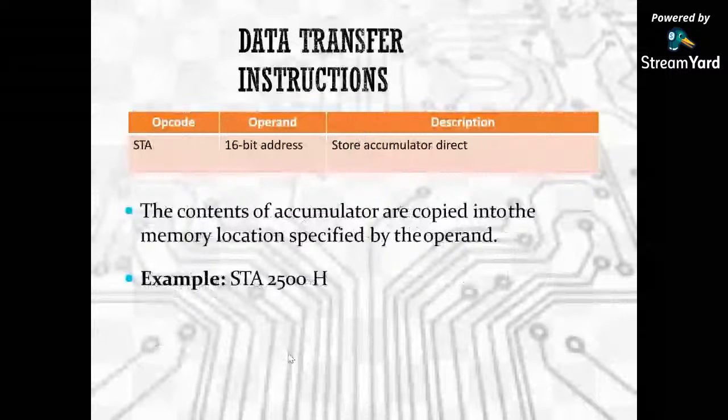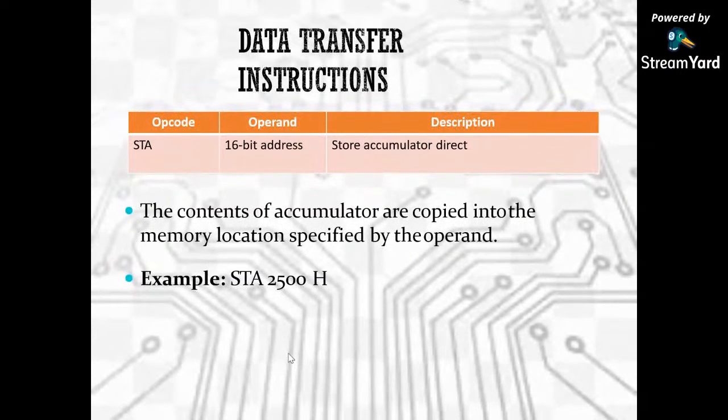Lalu kemudian ini juga ada opcode-nya, namanya STA, Store Accumulator Directly. Oke. Jadi the contents of accumulator are copied into the memory location specified by the operand. Jadi konten dari akumulator itu di-copy ke dalam lokasi memori yang sudah dispesifikasi di operand. Seperti itu. Operannya nilainya adalah 16 bit. Gitu, ya.